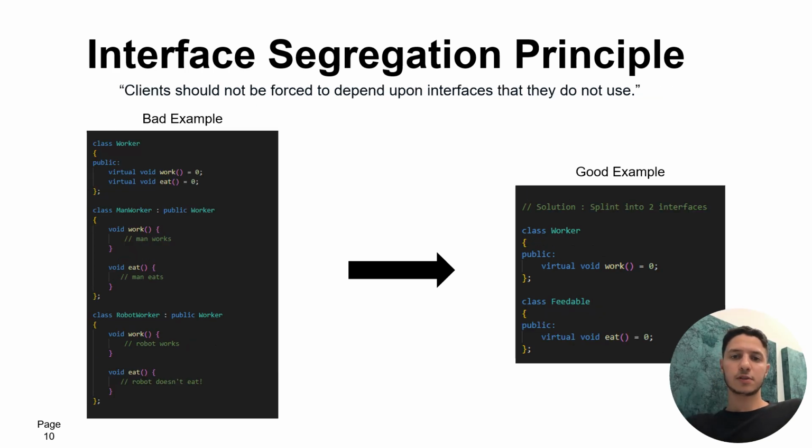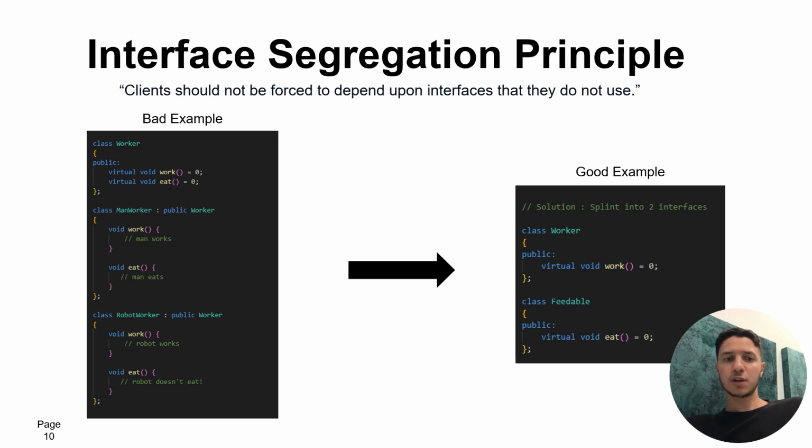So here we're adhering to Liskov's substitution principle. The interface segregation principle. In simple terms, a class should not be required to implement methods it does not need. So in the bad example, we have a class called worker, where every worker must work and must eat. Well, this makes sense for man worker, because a man does work and does eat. But for robot worker, this doesn't make sense because a robot does work, yes, but it does not eat. So class robot worker had to implement eat, even though it doesn't need to.